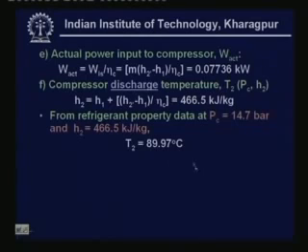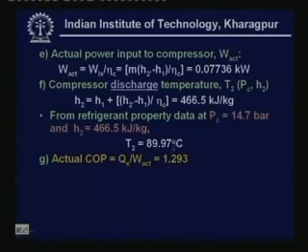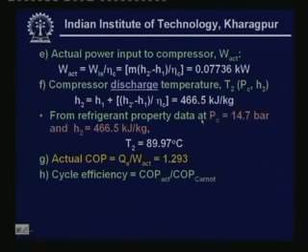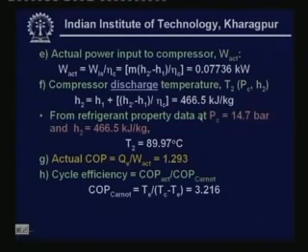So, finally, we have to find out actual COP. Actual COP is defined as QE by W actual. QE is 100 watts and W actual is 77.36 watts. So, you find that actual COP is 1.293, and the cycle efficiency is COP actual divided by COP Carnot, and COP Carnot, as you know, is nothing but evaporator temperature divided by condenser temperature minus evaporator temperature, and all the temperatures should be expressed in absolute scale, that means in degrees Kelvin. So, if you are writing this in degrees Kelvin, you find that COP Carnot is 3.216. Okay. So, from this you find that the cycle efficiency is 0.402.